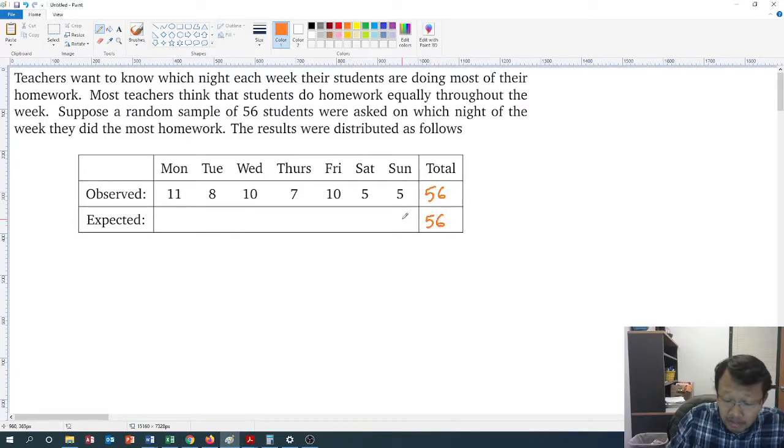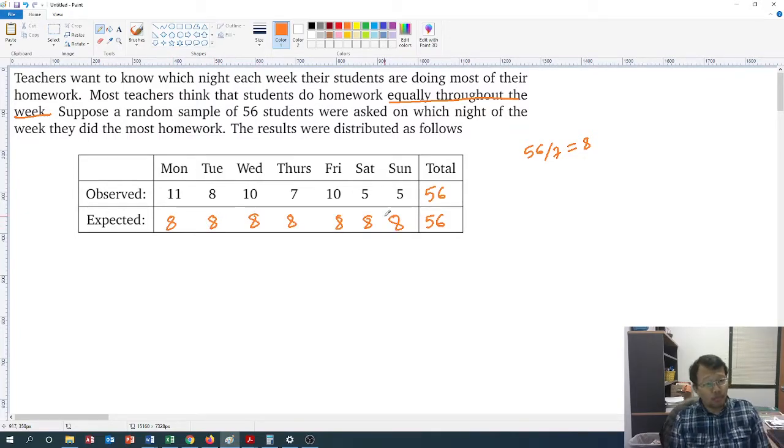And here the teacher is thinking that most students do homework equally throughout the week. So that means the expected values are equal throughout all the categories, meaning throughout all these days or nights. Since there are 7 days, we would simply go for 56 divided by 7, which is 8 on each. So this is how we come across the expected value. Expected value is always obtained from the given statement.